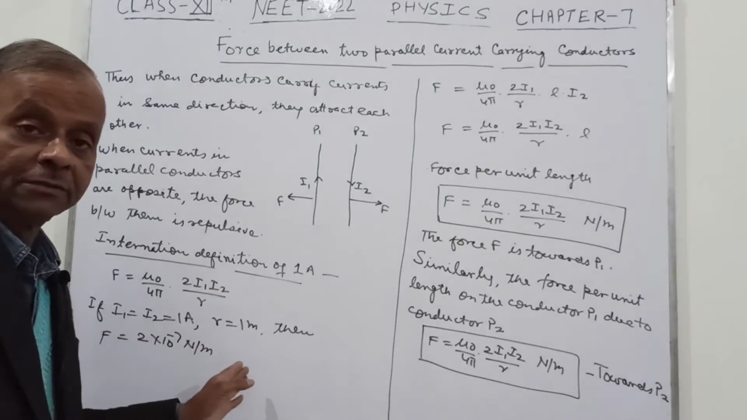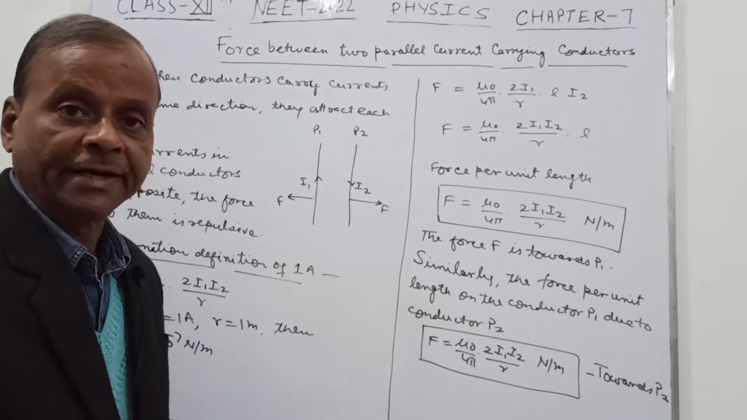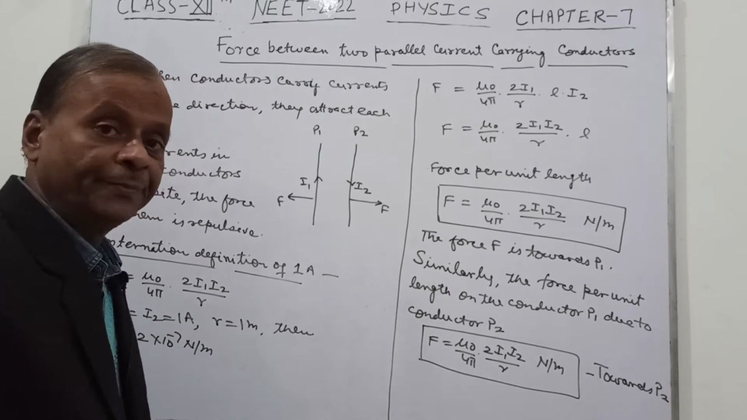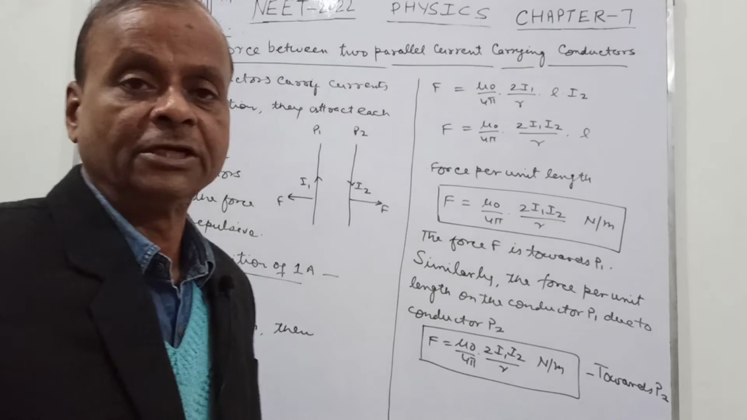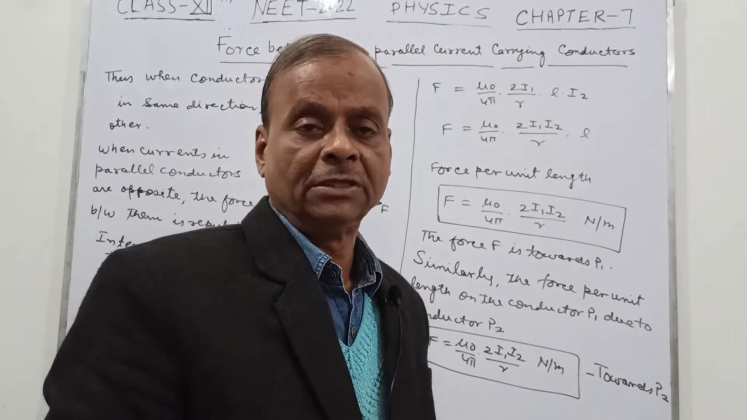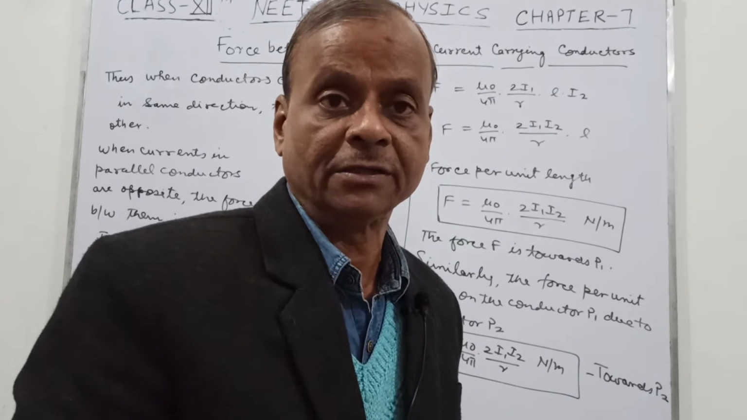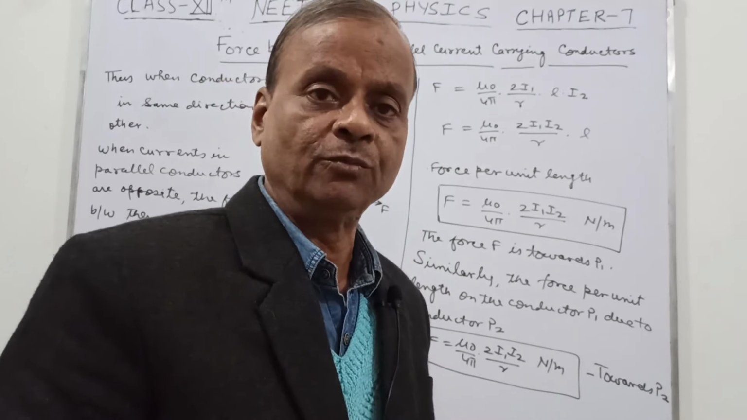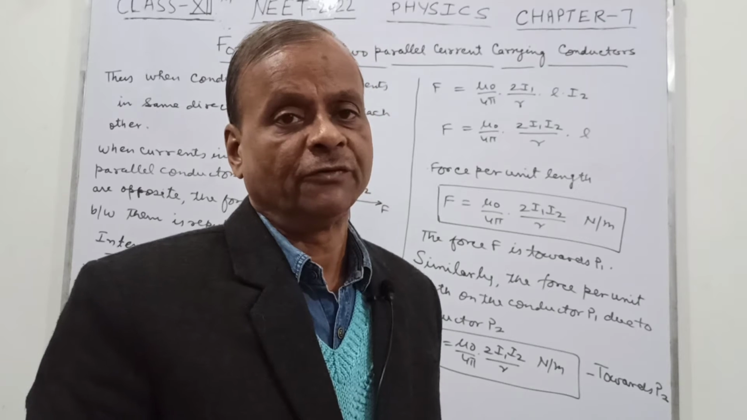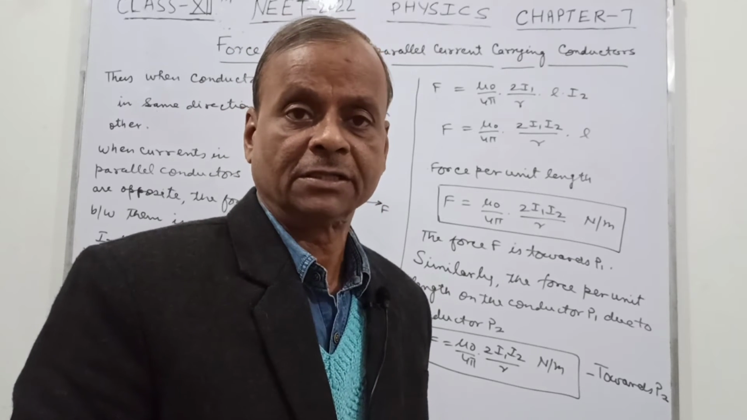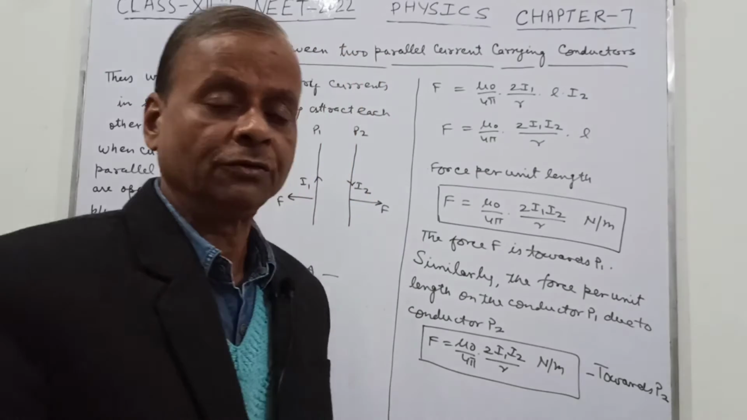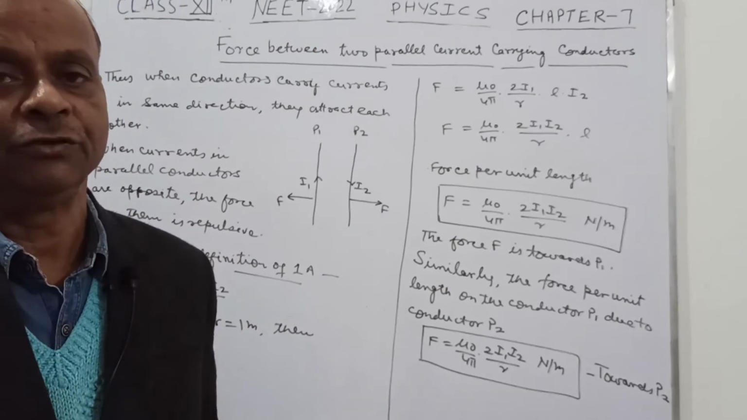So we define that 1 ampere is the current which when passed through two parallel conductors placed at a distance of 1 meter in air or vacuum, then the force on each conductor is 2 into 10 raised to the power minus 7 Newton per meter.